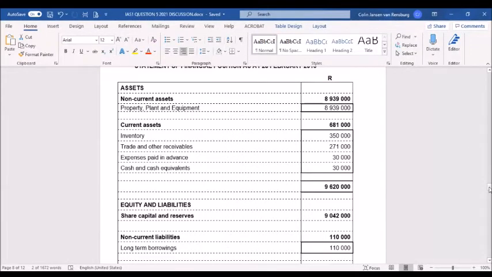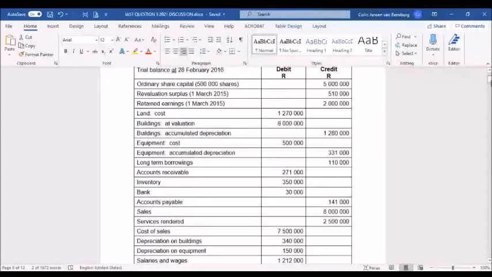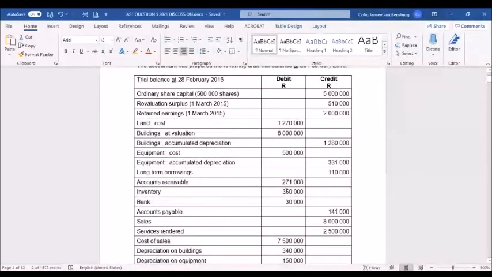Inventory, the least liquid. You know, when you sell on credit, you first got to convert your inventory to debtors, and then the debtors still have 2 or 3 months to pay before it gets converted to cash. So inventory, your least liquid asset, current asset. So let's go and have a look at our trial balance. There we've got inventory 350,000.